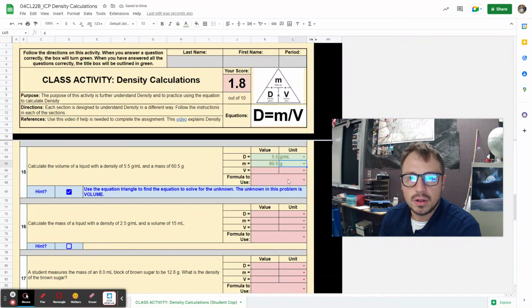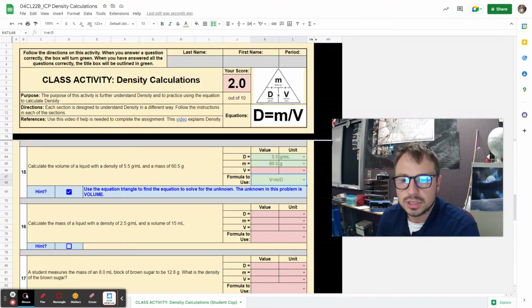Now I'm trying to find the volume. So now I need to figure out, well, which equation am I going to use? So I come up here to this triangle. I cover up the volume. And volume is mass divided by density. Right? So volume is mass divided by density. So all I have to do in this one is I take the mass, which is 60.5, divided by the density, which is 5.5, and that gets me 11. Right? That gets me 11. The unit for volume, milliliters.